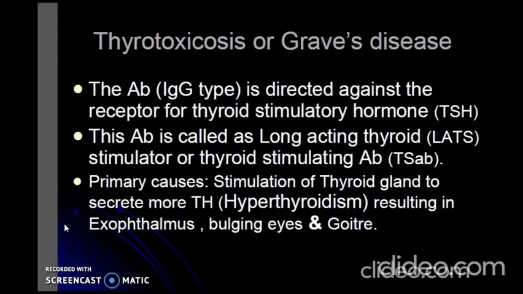The next disease coming under localized organ-specific autoimmune disease is thyrotoxicosis or Graves' disease. The antibody is IgG type and is directed against the receptor for thyroid stimulating hormone, that is TSH. This antibody is called long-acting thyroid stimulator, that is LATS, or thyroid stimulating antibody. The primary effect of this disease is stimulation of the thyroid gland to secrete more thyroxine, that is hyperthyroidism, resulting in exophthalmos, bulging eyes, and goiter.